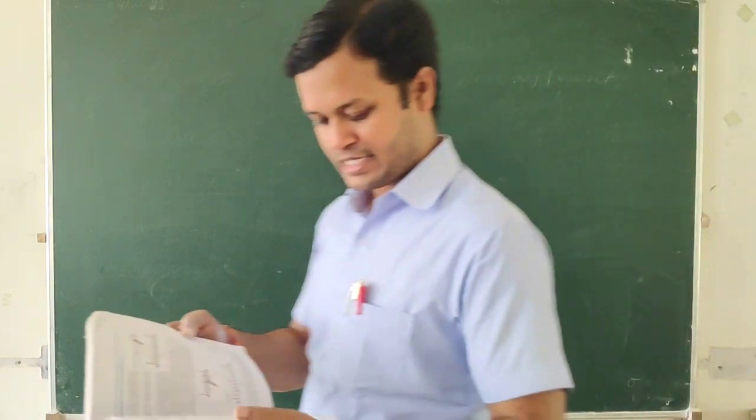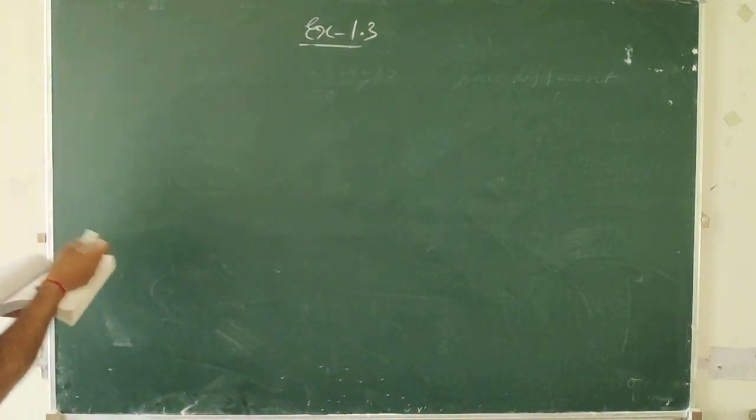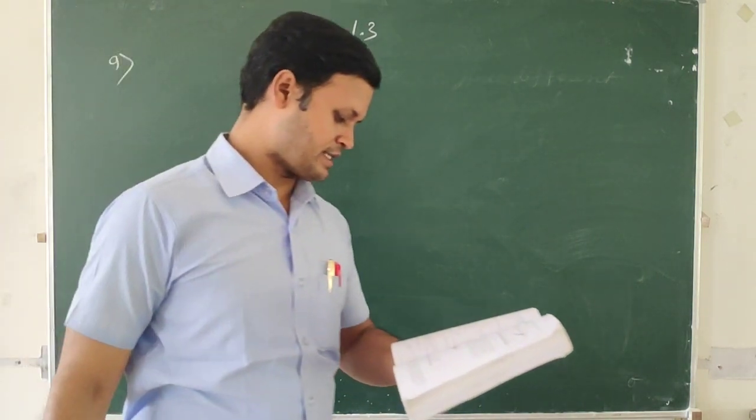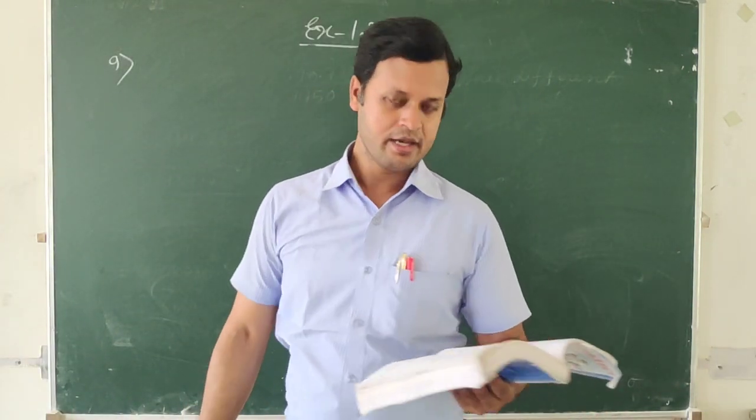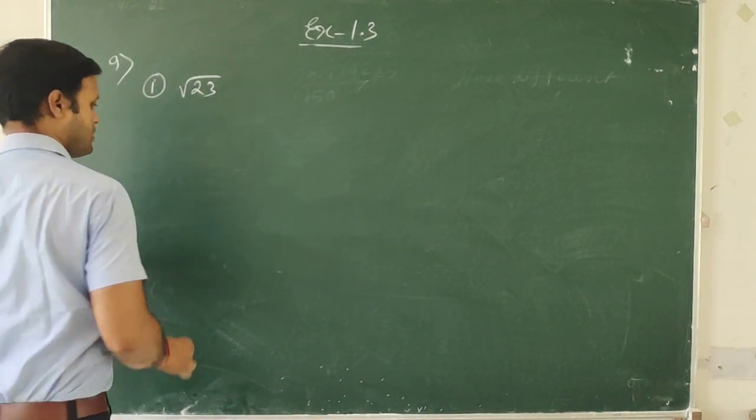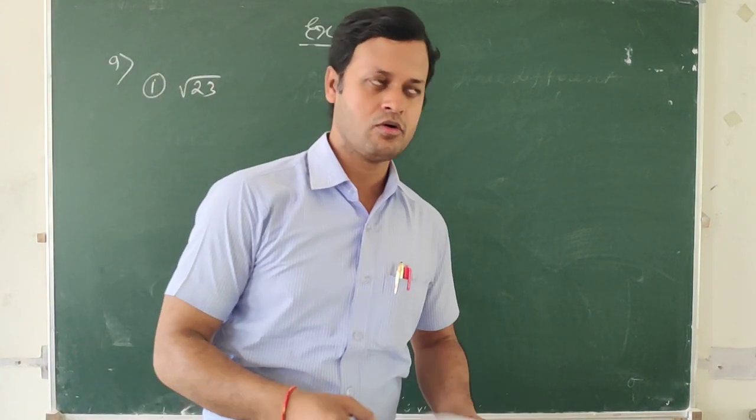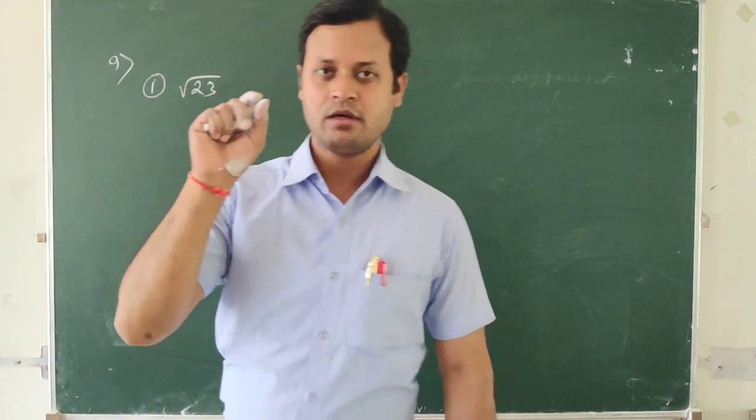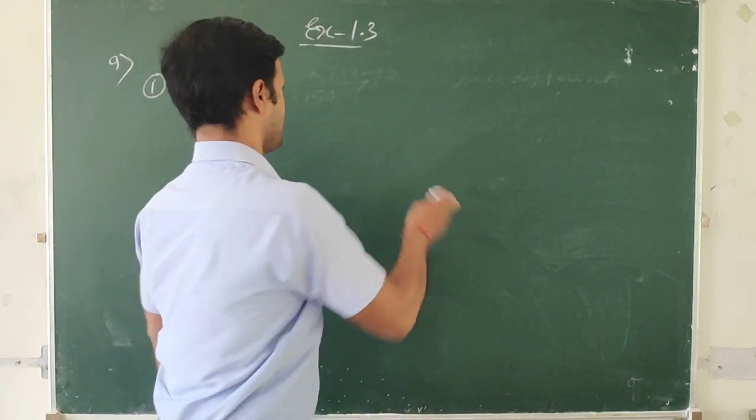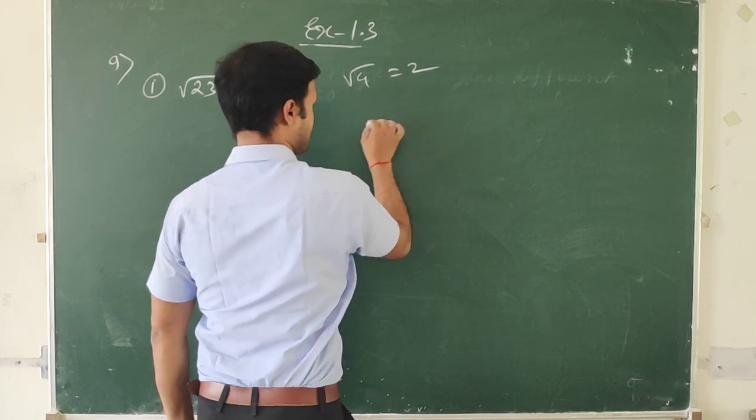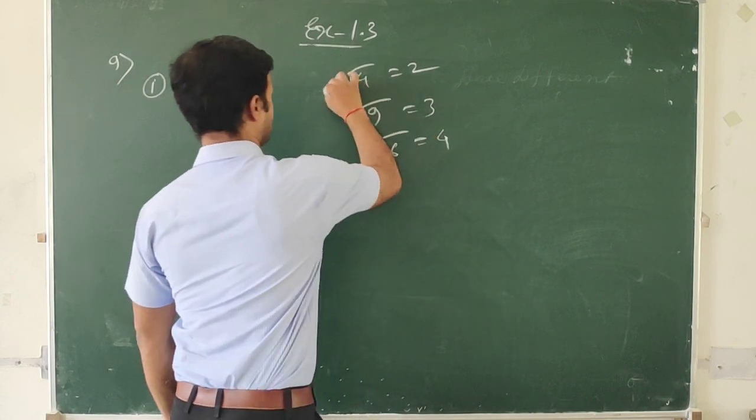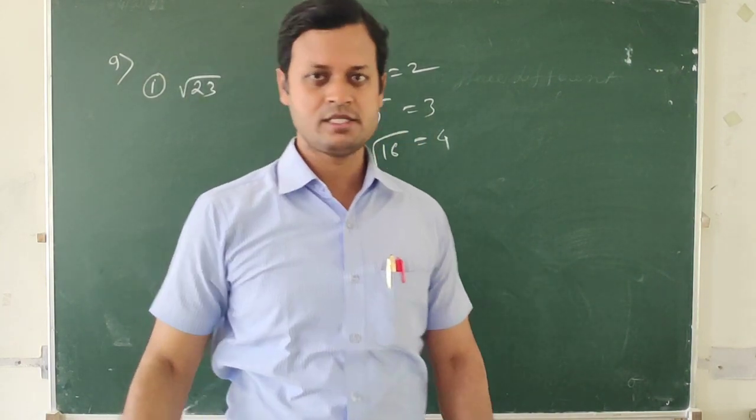So students, next let us start number 9. Classify the following numbers as rational or irrational. You have to classify whether they are rational or irrational numbers. Okay. So number 1, root over 23. This number will be rational or irrational. You know that students, the square root of a square number only will be a rational number, such as root over 4 will become 2, a rational number. Root over 9 is 3. Root over 16 is 4. This kind of square roots will only become a rational number. Otherwise, it will become irrational.